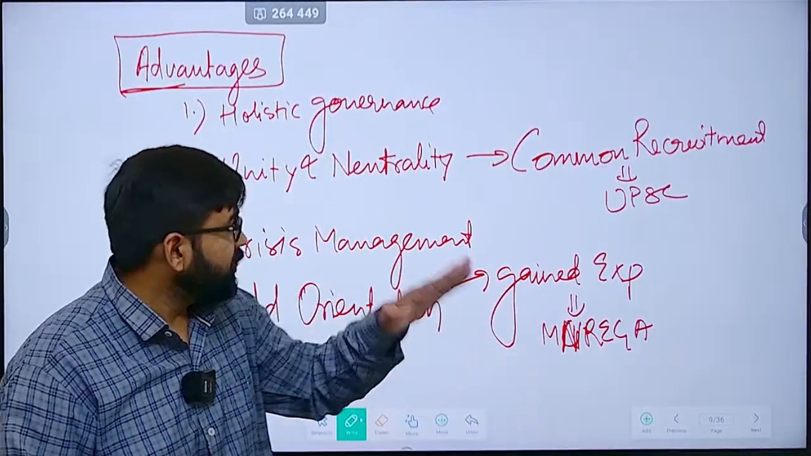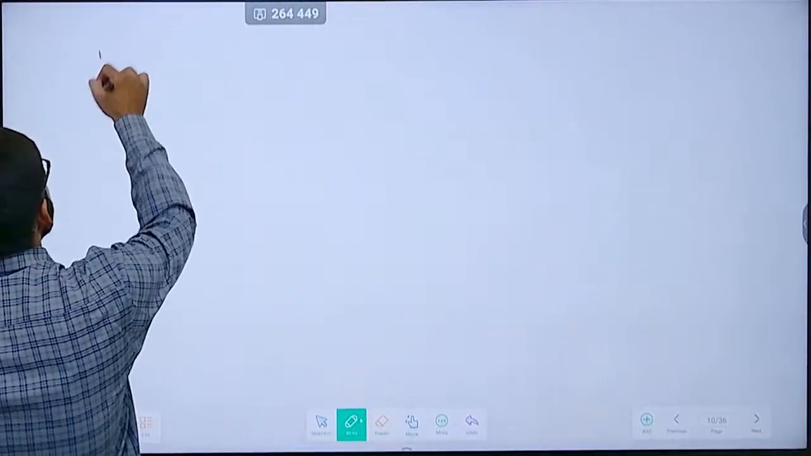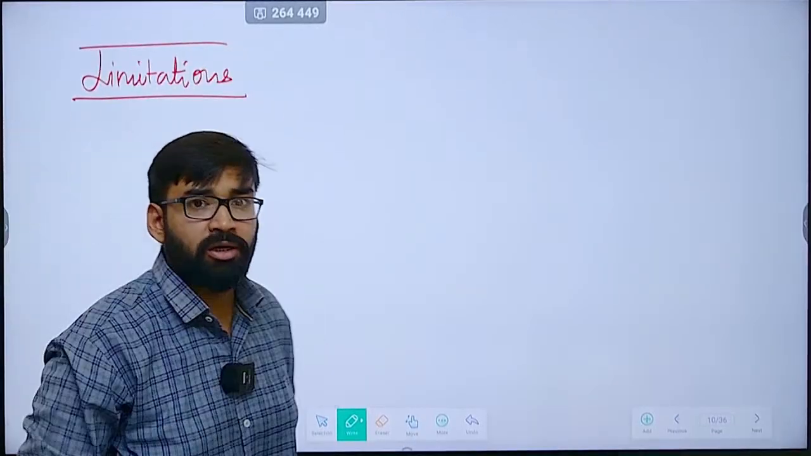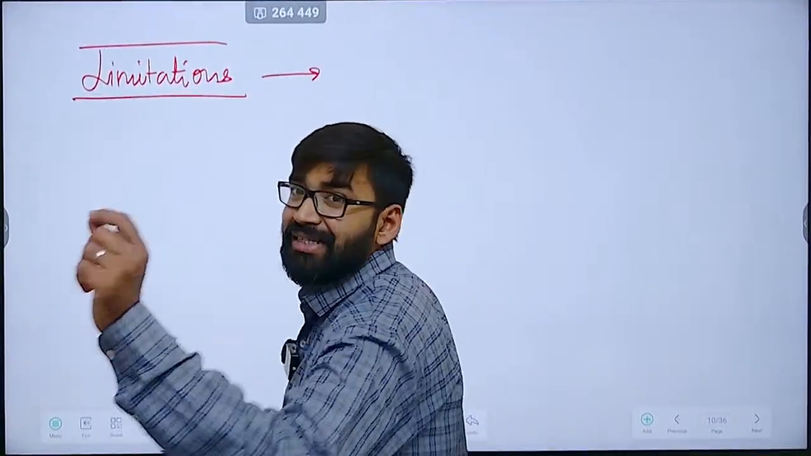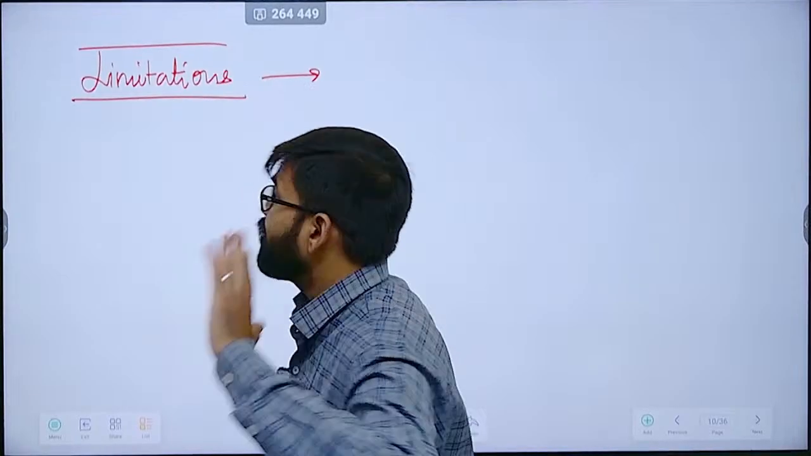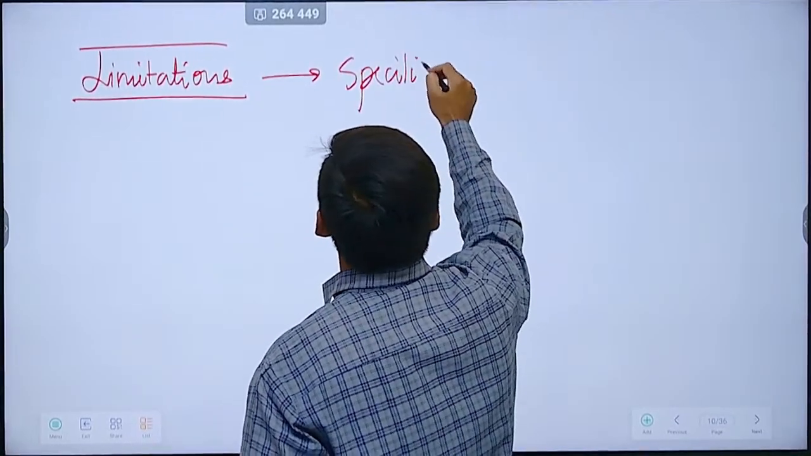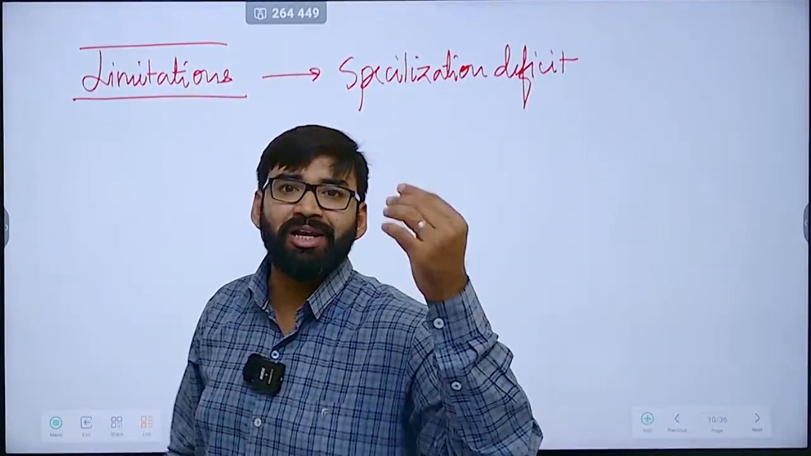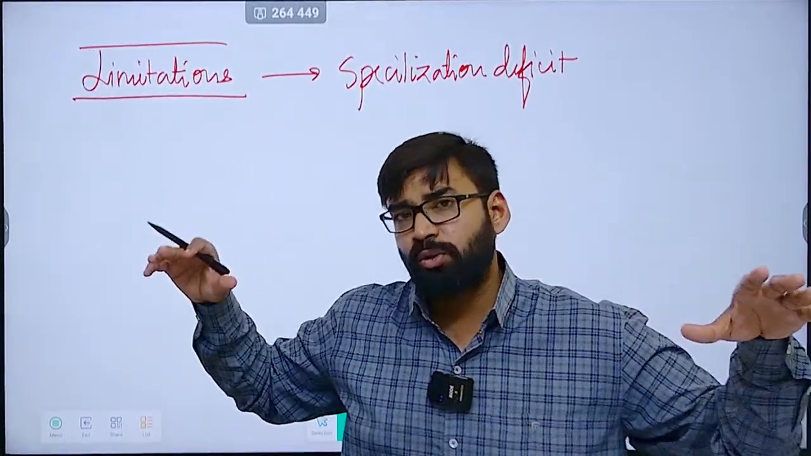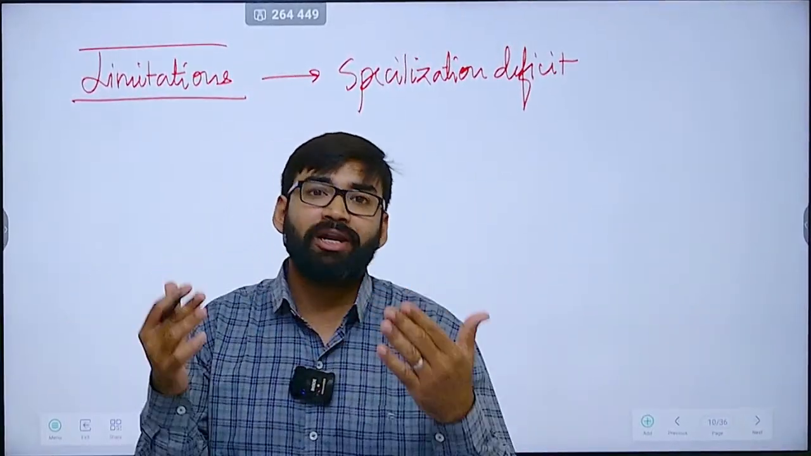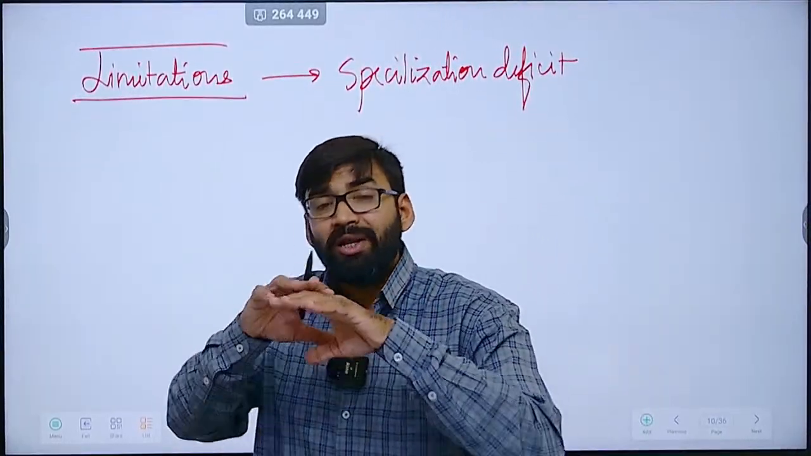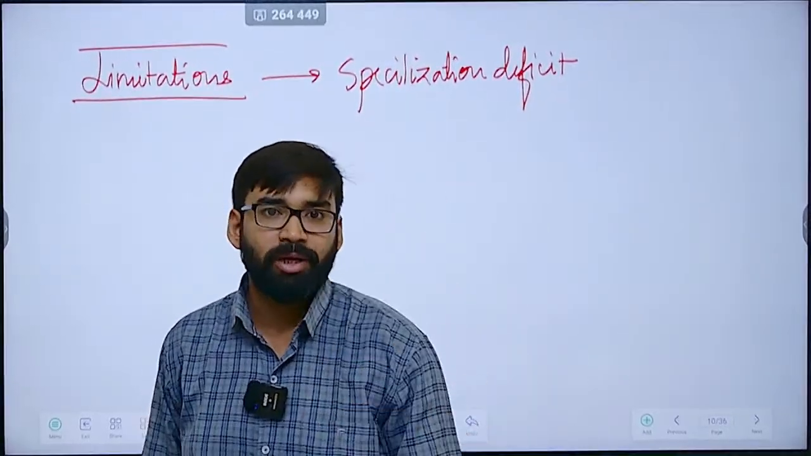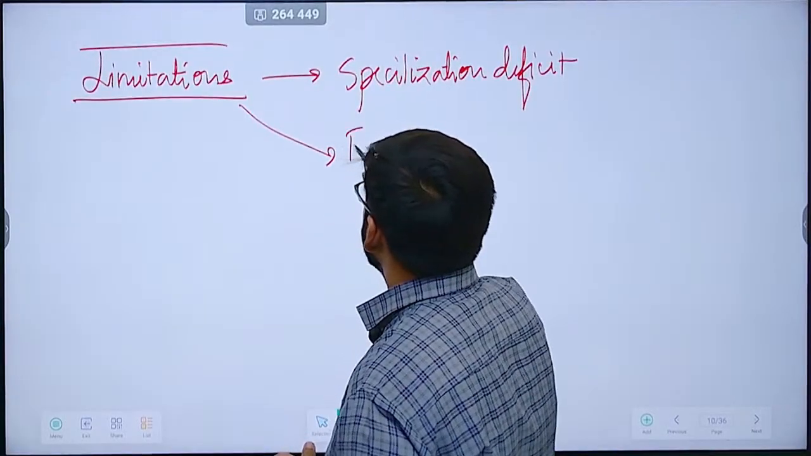Now there are limitations also. What can be the limitations here? First important thing you can mention, specialization deficit. Clear? Now when we talk about specialization deficit, complex domains are there, like today AI, climate finance, cyber security, public health. All these things require technical expertise, but still the old generalist mindset is dominating. Clear? Then another limitation is frequent transfers.